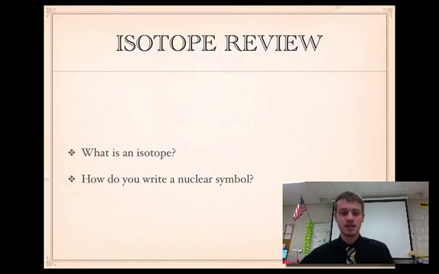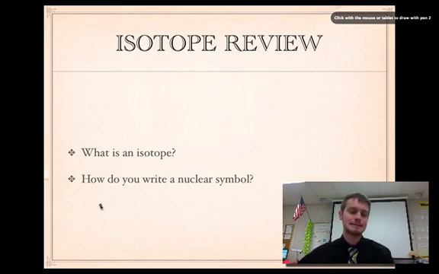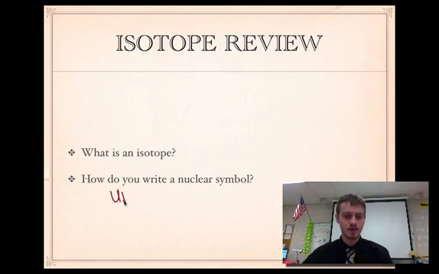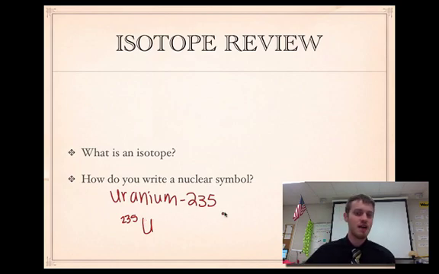So say that they give me, I don't know, uranium-235, and they tell me to write the nuclear symbol for uranium-235. The way I'm going to go about that is first I have to write out what my element is. Up here I'm going to write my mass number, and my mass number is 235. That's what they give me here after uranium.